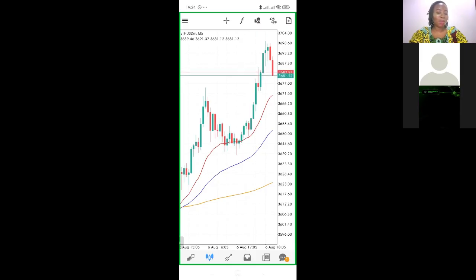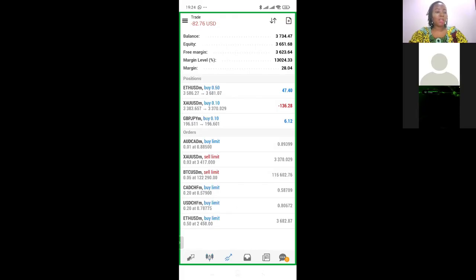Here, the middle button with the upward pointing arrow, this is where you see your orders, where your trade is actually happening. You can see your balance. You can see your active positions that are currently in the market. Then you can also see your pending orders. Any order that is not under positions is a pending order. You can see that they are either buy limit or sell limit. Can you see that?